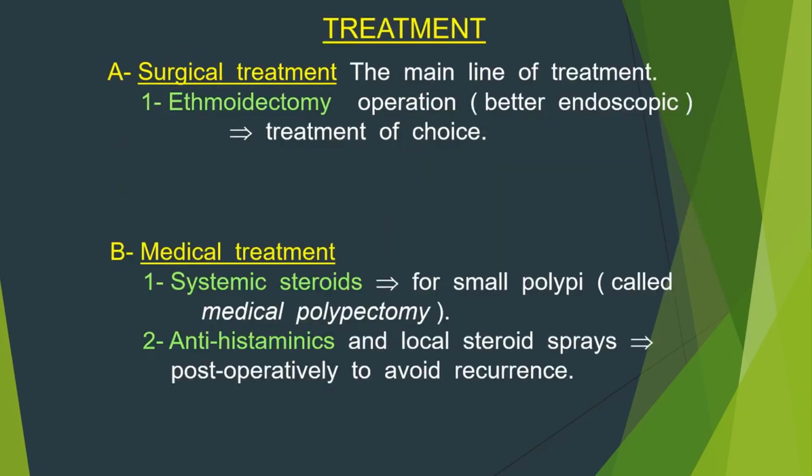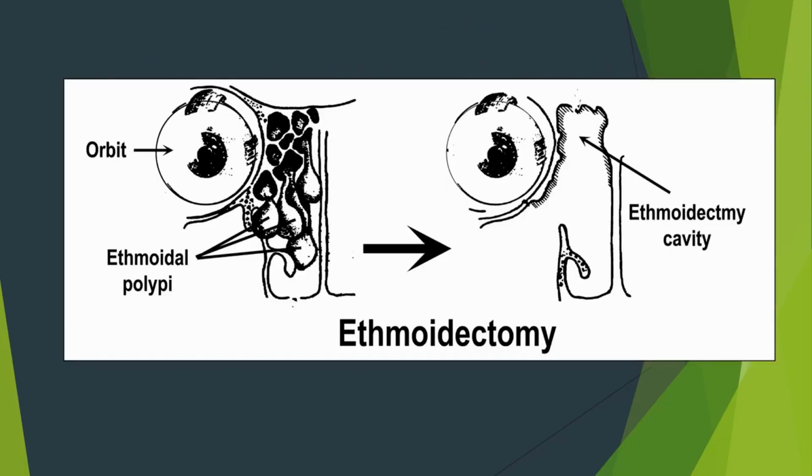How to treat ethmoidal polypi? Okay, we have surgical treatment, medical treatment. Surgical treatment, which is the main line of treatment, will do endoscopic ethmoidectomy. And medical treatment, we can use systemic steroids for small polypi, which is called medical polypectomy, antihistaminics and local steroid sprays post-operatively to avoid recurrence, which is common. Can you see ethmoidectomy on this figure? In ethmoidectomy, we transform the ethmoid sinuses, which is multiple cavities, into one cavity.